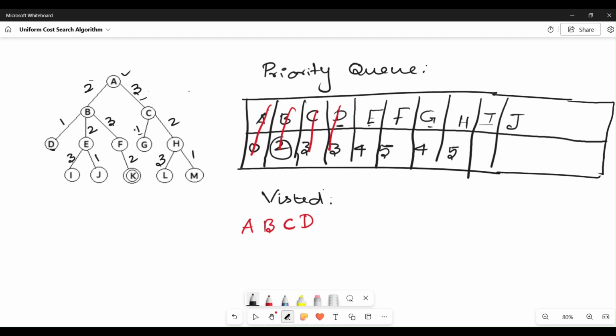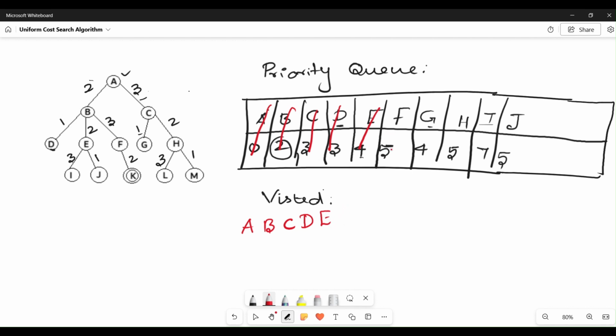Okay, so now calculate the cost. Until that E we are having 4. 4 plus 3, which is 7, and 4 plus 1, which is 5. Okay, so now the E has got traversed. So removing from the priority queue and add it into the visitor node.